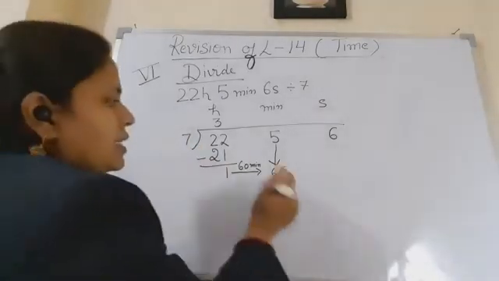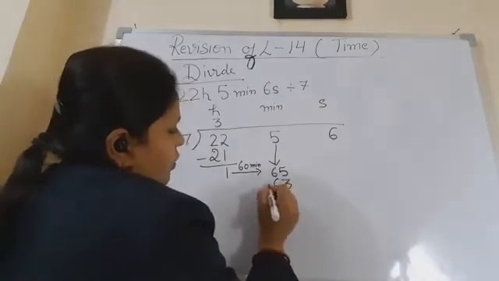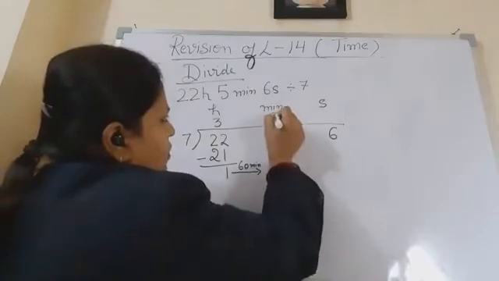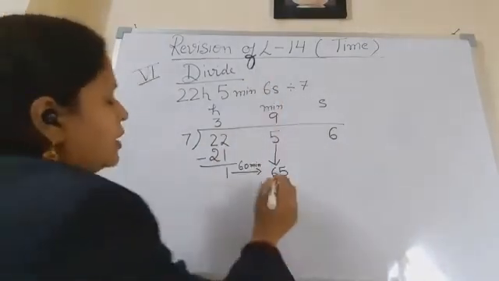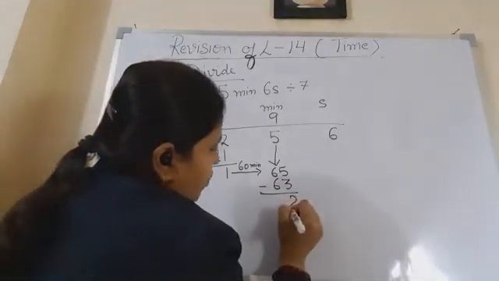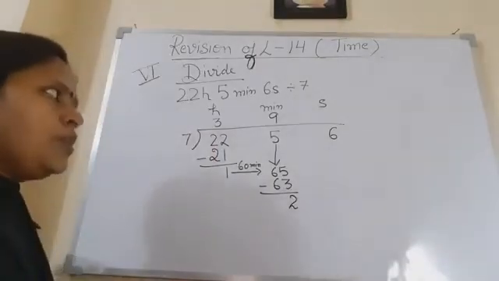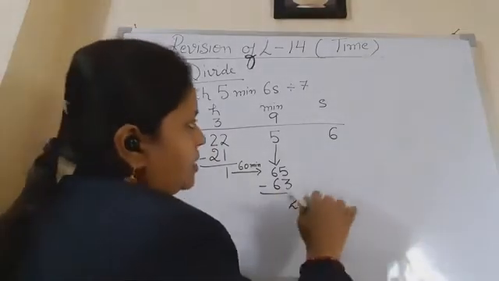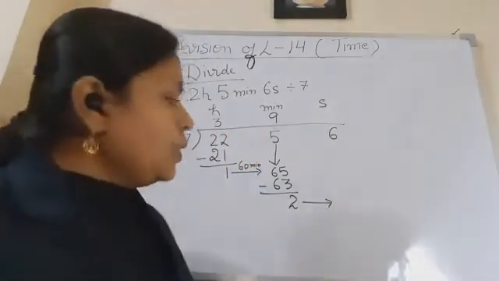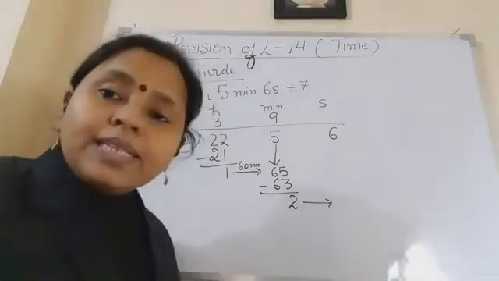When we divide 65 minutes by 7, we know that 7 nines are 63. So we will write 9 under the minute column. And now we will subtract 63 from 65. We get 2 minutes as our remainder. Now children, this minute will go to the second column as seconds. We know that 1 minute is equal to 60 seconds.